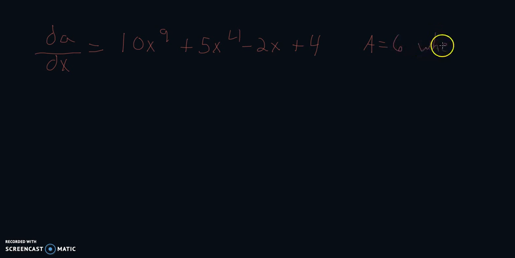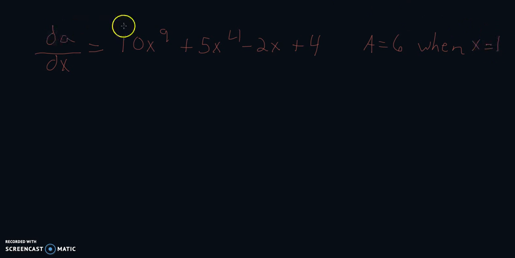Okay, now we're going to solve dA over dx equals 10x to the 9th plus 5x to the 4 minus 2x plus 4. And we'll write this as a coordinate. So actually we'll still write it the other way so we don't confuse ourselves. A equals 6 when x equals 1.